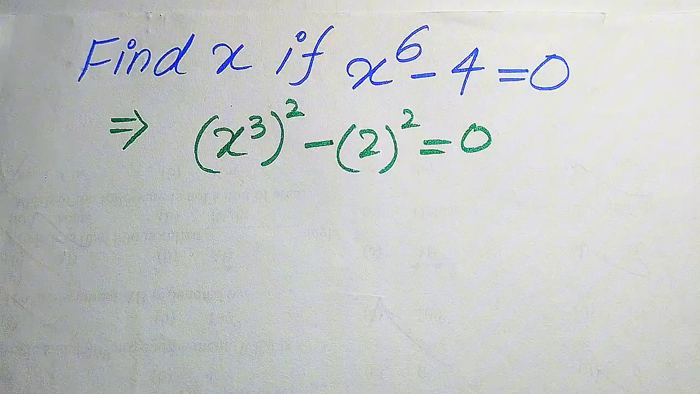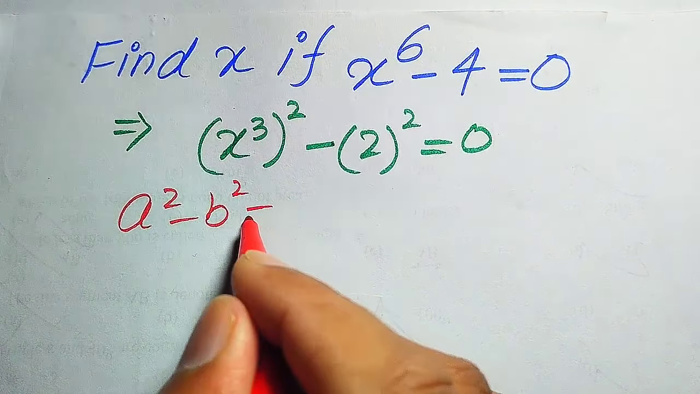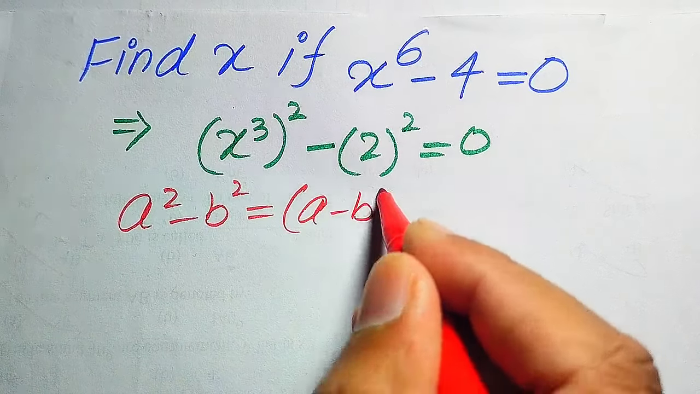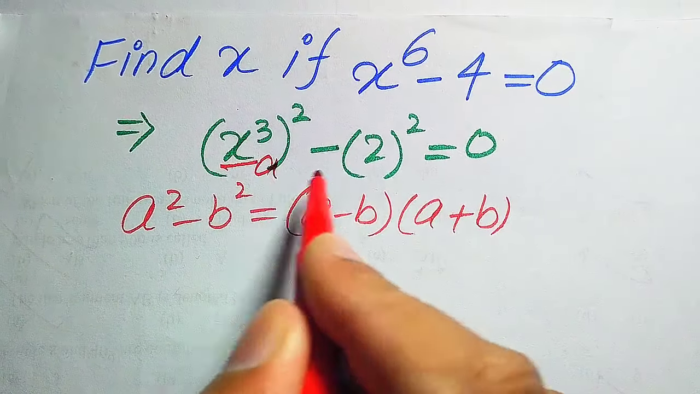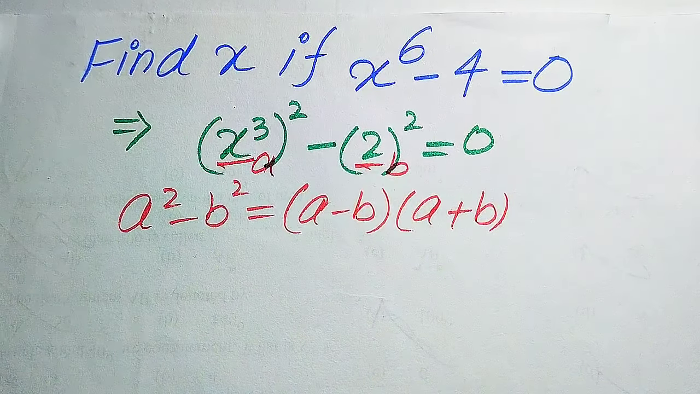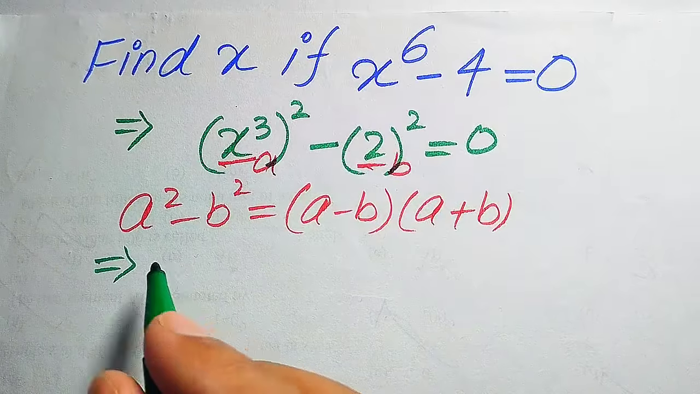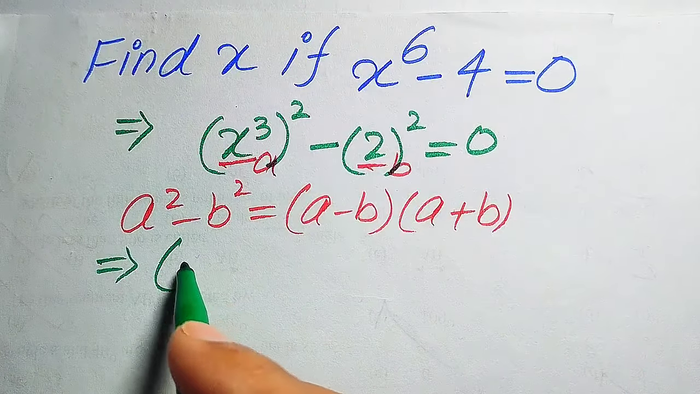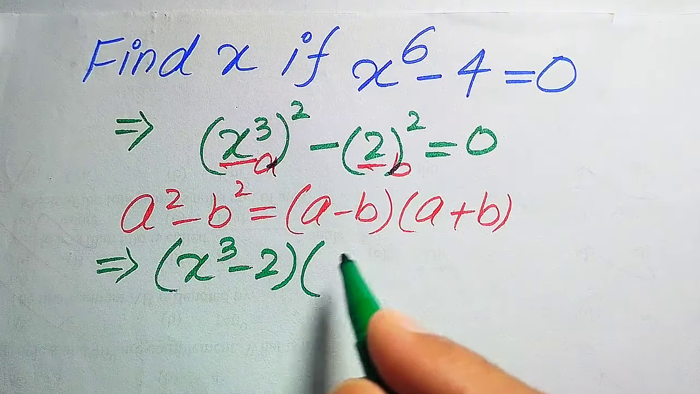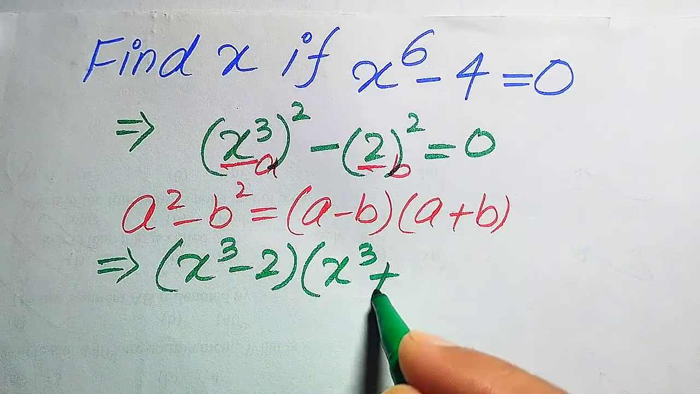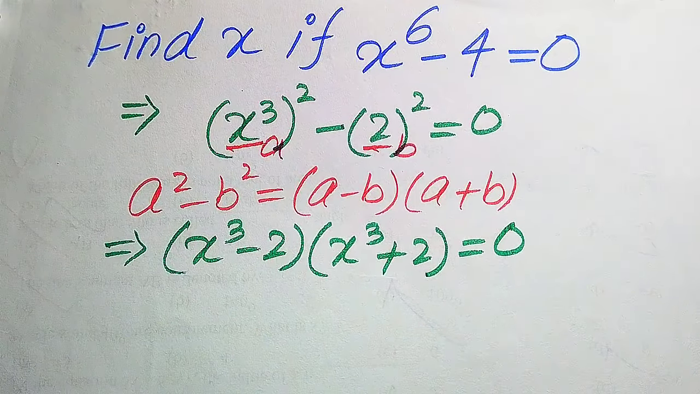Here we use the nice algebraic formula. You know about that. If we have a squared minus b squared, it equals a minus b times a plus b. The base of this term is our a and the base of this term is our b. So according to the formula, we write our equation as a minus b, where a is x cubed and b is 2, times a plus b, where a is x cubed and b is 2, and this whole equation is equal to 0.